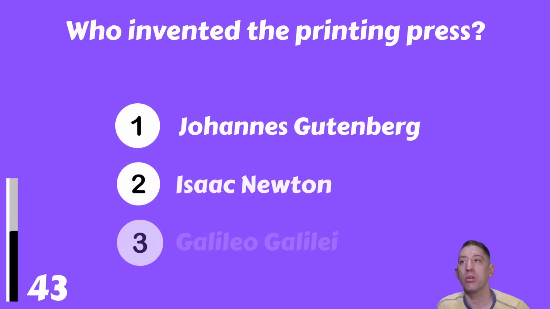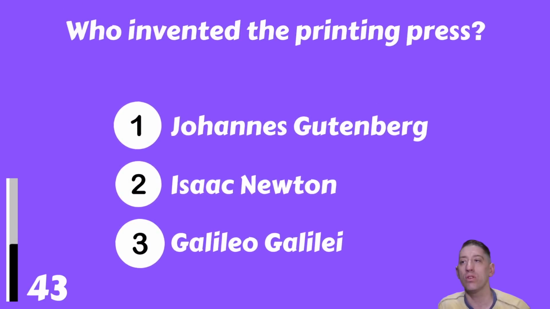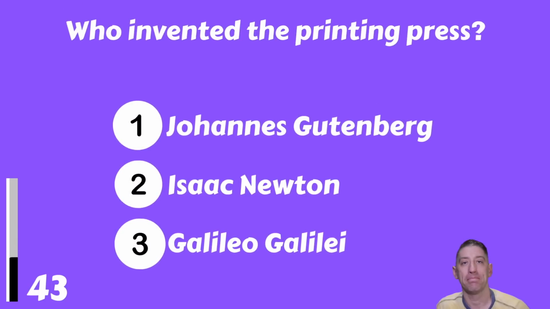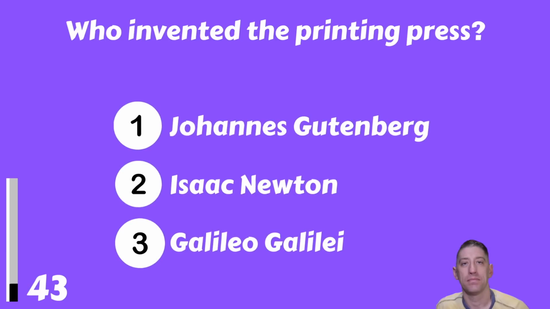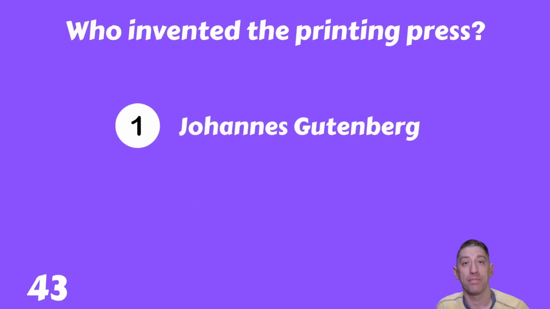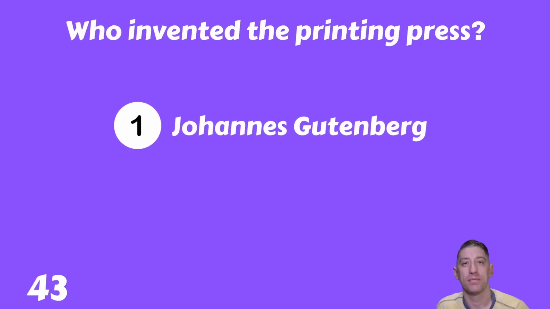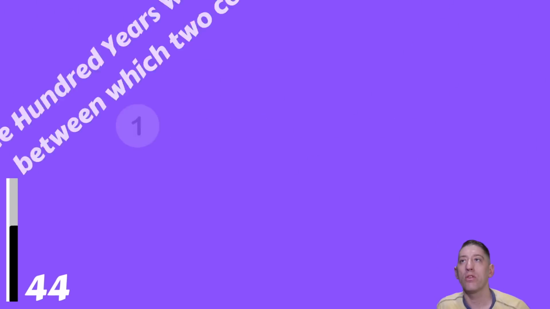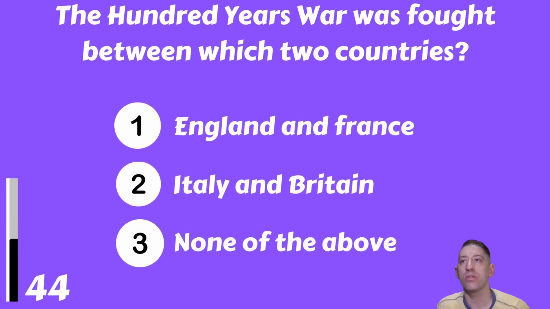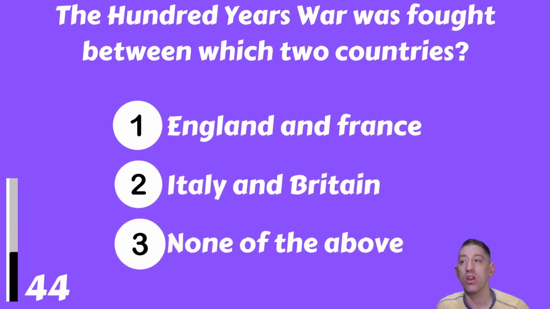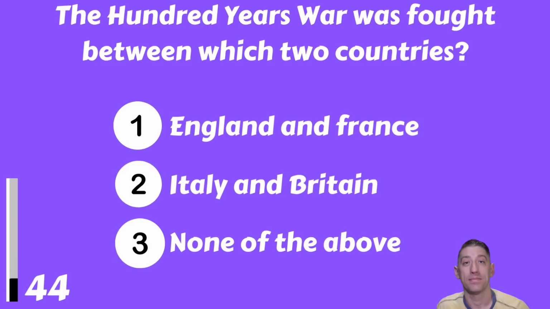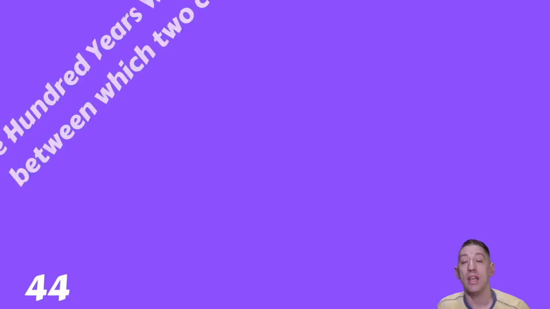Who invented the printing press? Johannes Gutenberg, Isaac Newton, or Galileo Galilei? Johannes Gutenberg. The 100 Years' War was fought between which two countries? England and France, Italy and Britain, or none of the above? England and France.